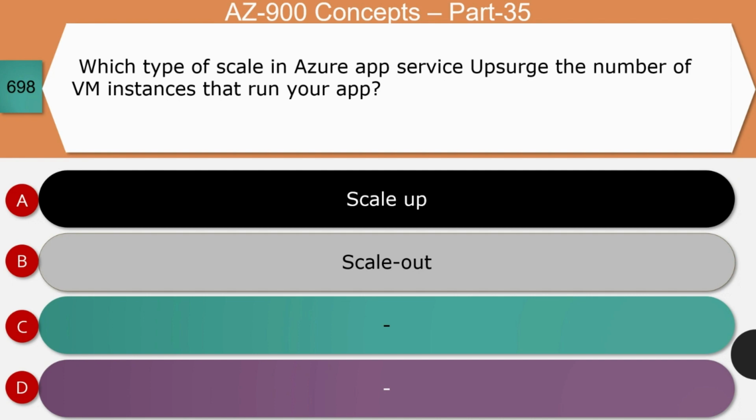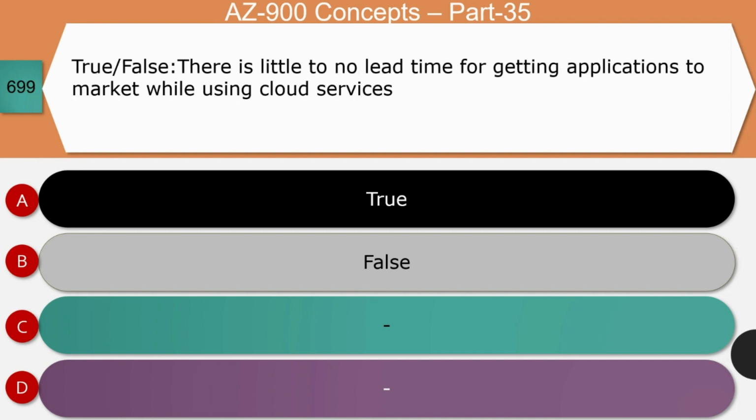Next question, which type of scale in Azure App Service upsurges the number of VM instances that run your app? Is it scale up or scale down? Scale out is the right answer. Scale out in app service upsurges the number of VM instances that run your application. That means that we are adding additional number of VM instances to run your existing application.